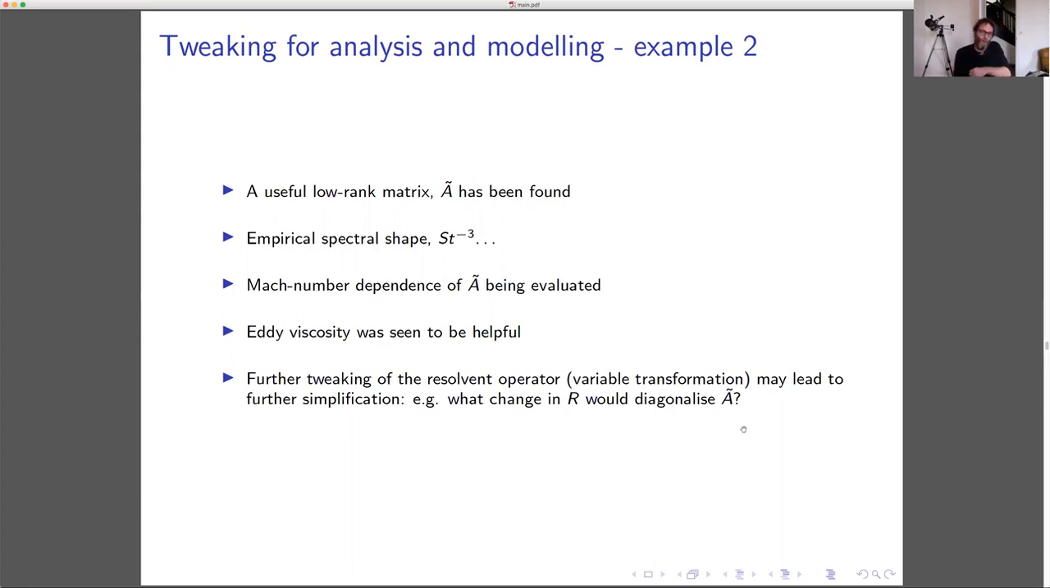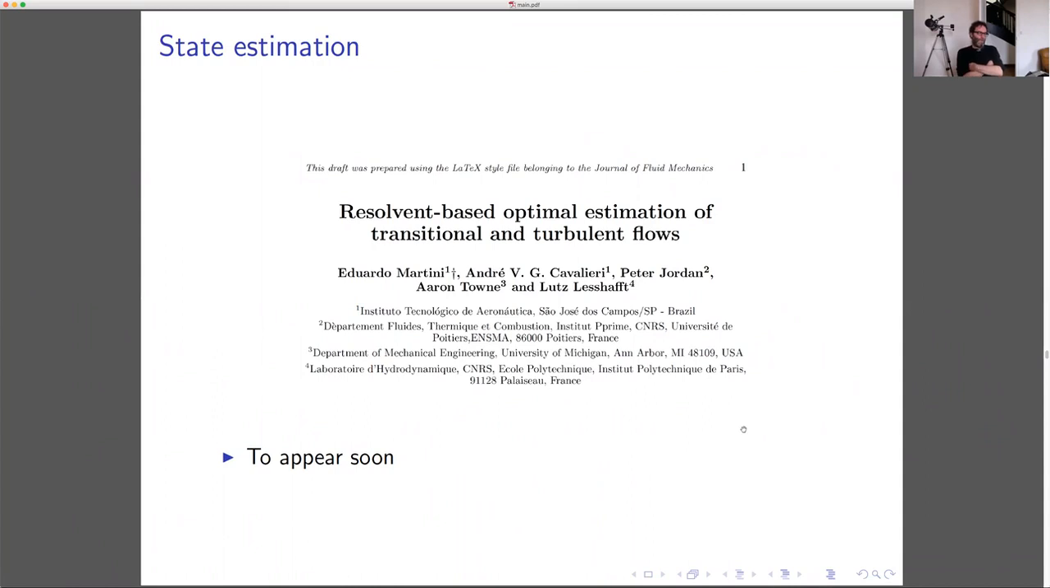Okay, moving on, I'm now going to talk about state estimation. This is a piece of work that was led by Eduardo Martini, who was a PhD student in Brazil at ITA, supervised by myself and Andre Cavalieri. He's since become a postdoc in Poitiers, and this paper should appear soon in JFM.